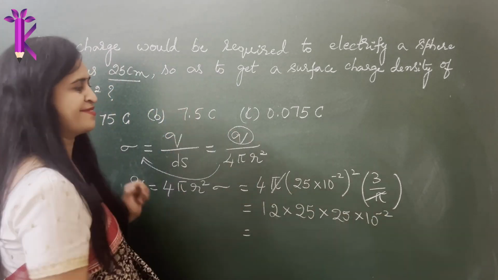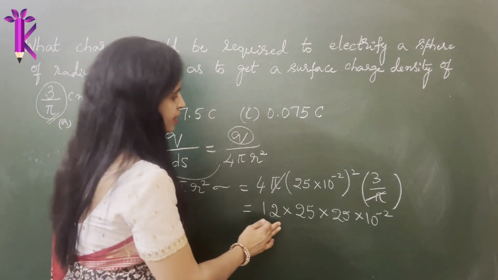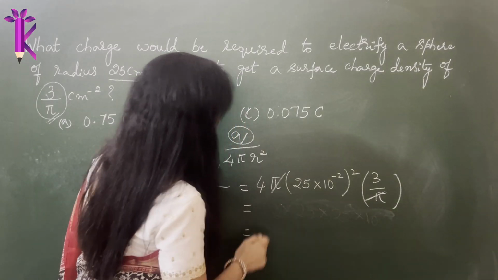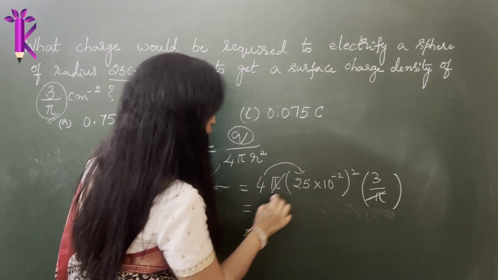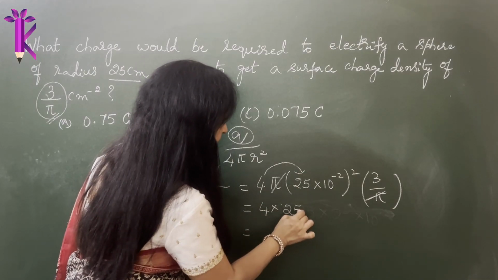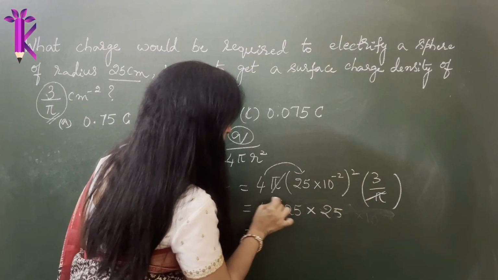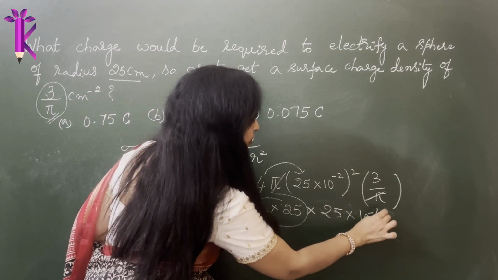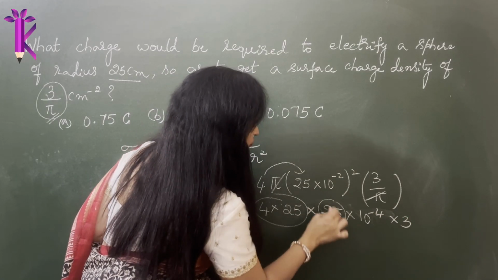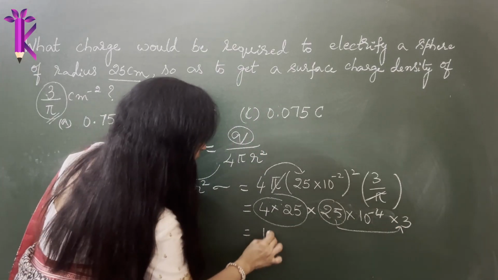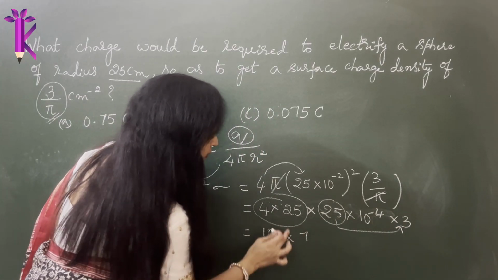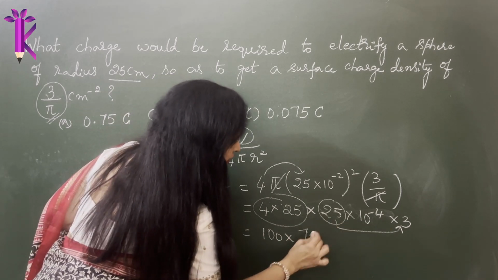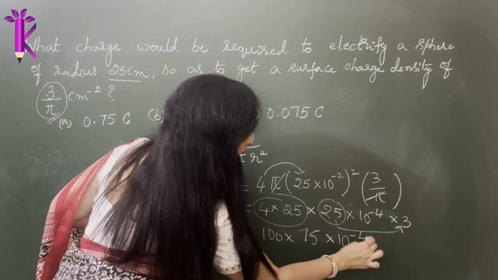So simplify, find the answer. I hope you are able to simplify it. If not, here's the reveal. See, instead of doing it like this, let's simplify it easily. Let's write 4 into 25. You have another 25, let's leave it as such. 4 into 25 will be 100. And 10 to the power of minus 2, the whole square, is 10 to the power of minus 4, into 3. So 25 into 3 is 75. So 100 into 75 times 10 to the power of minus 4.